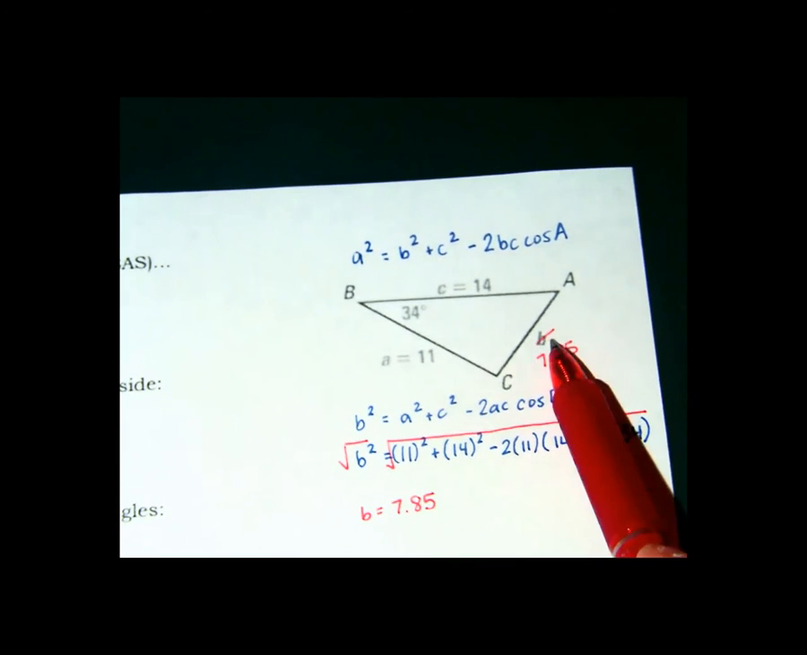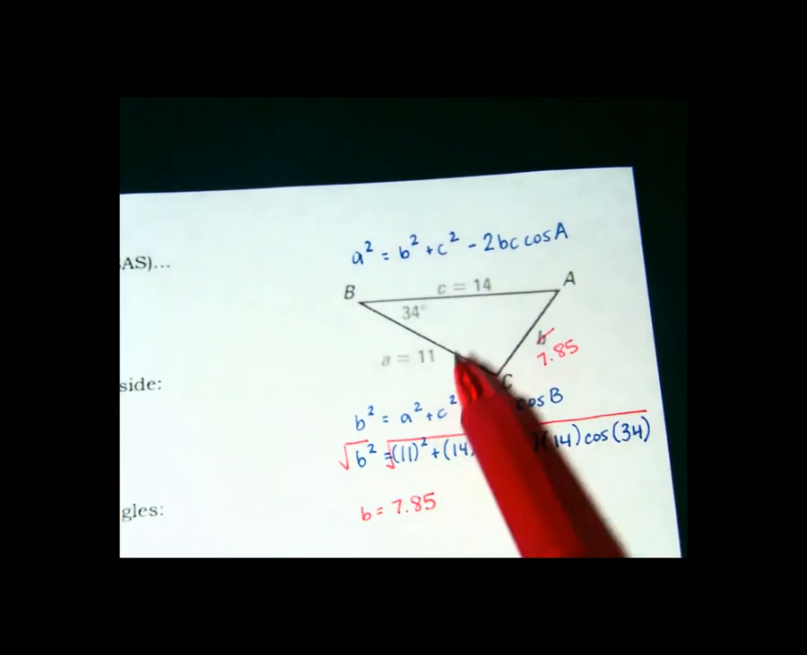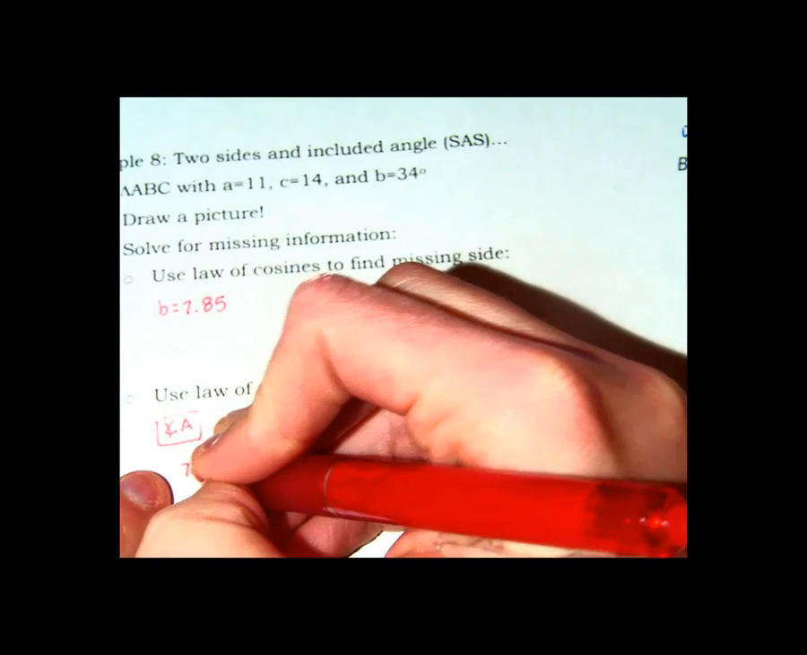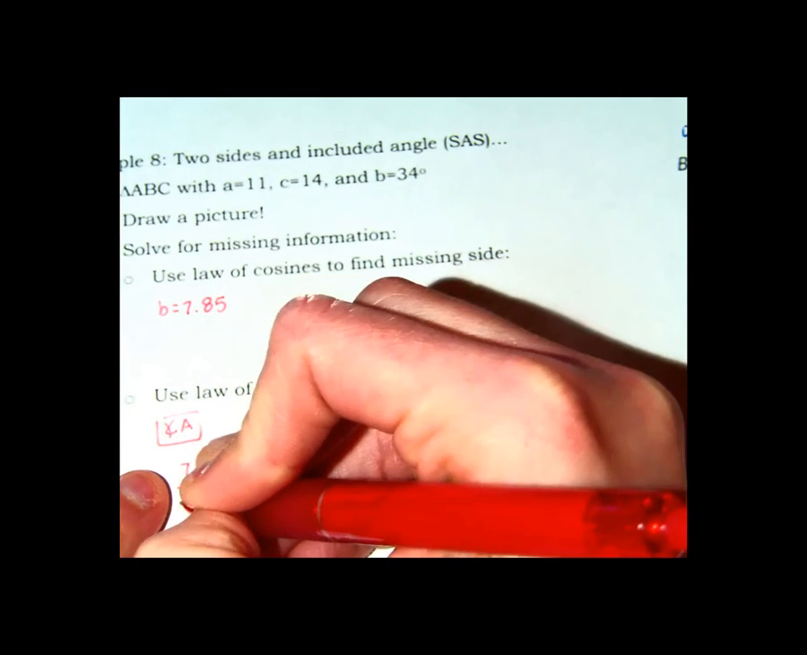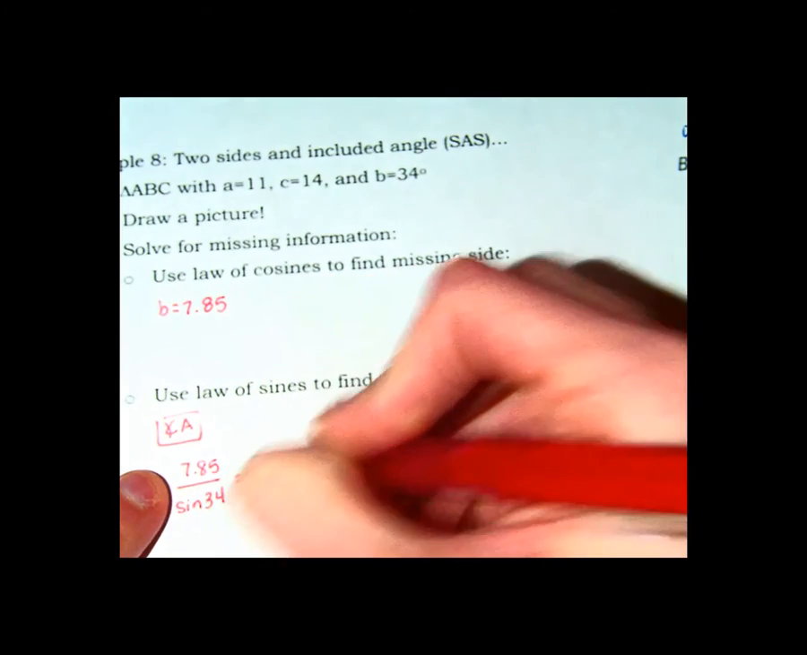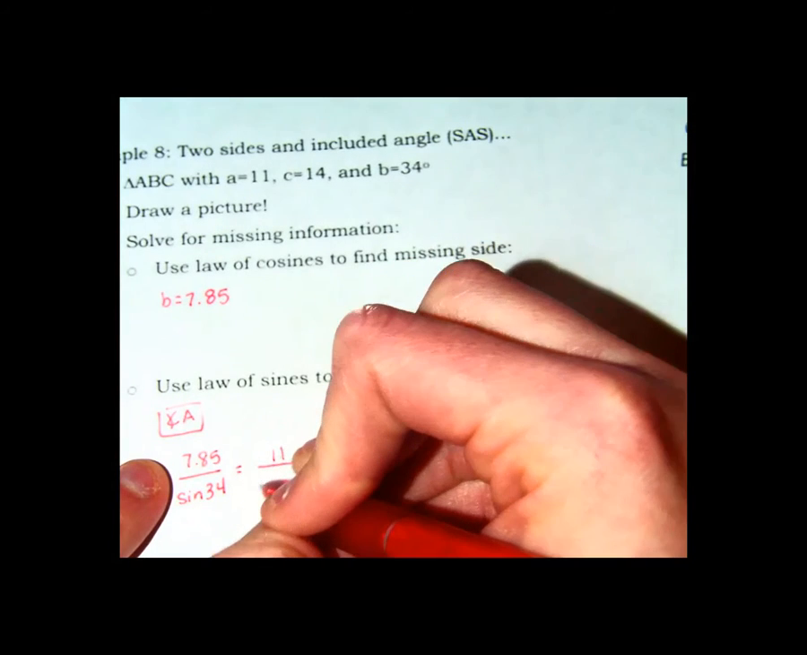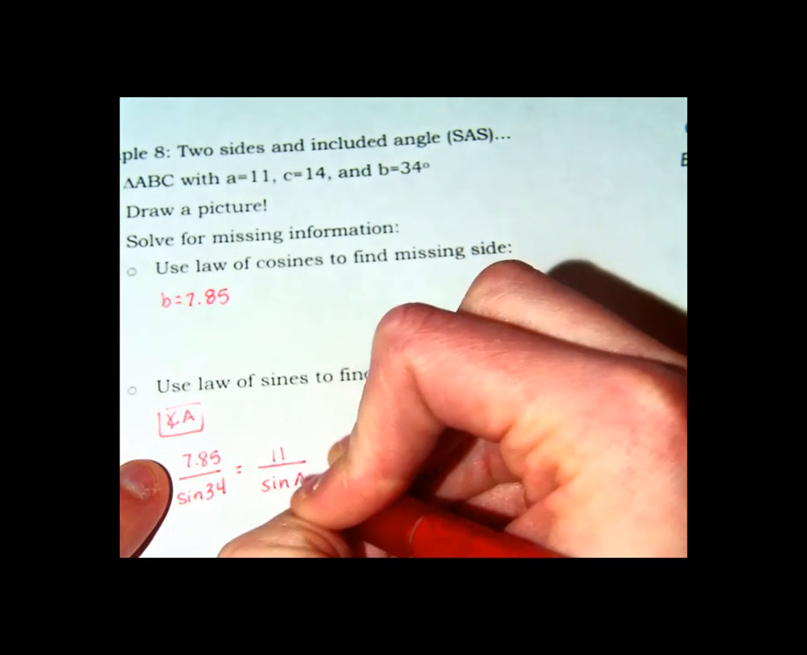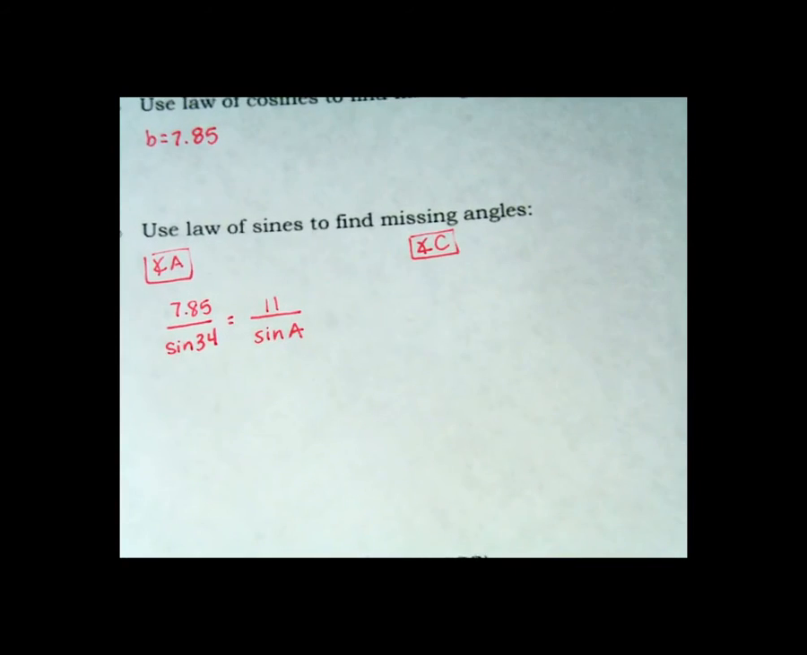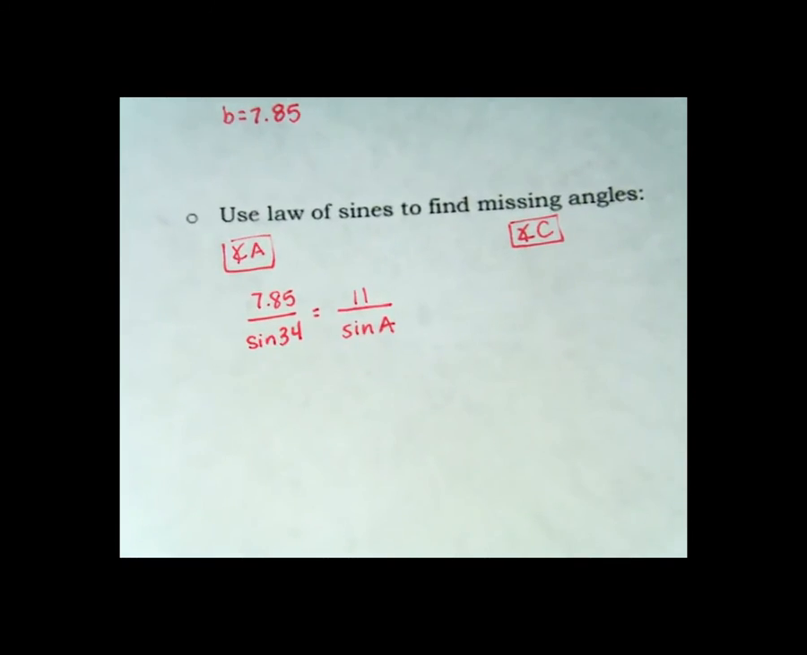We know B and its angle. Do you remember how we set up the law of sines if we know B and its angle? 7.85 over sine 34 equals, we are looking for the angle A, 11 over sine A. That's what we did yesterday. Now, luckily, I don't have to figure out if I have more than one triangle because in side, angle, side, you only ever have one.